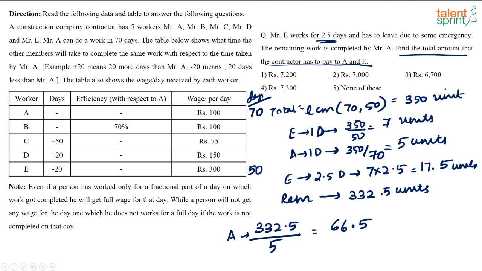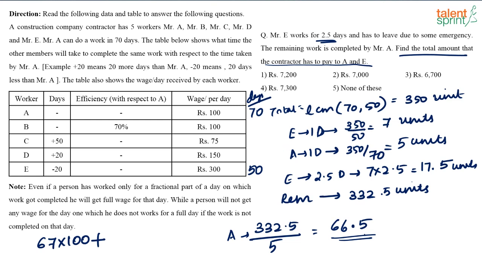Again here what we have to keep in mind is that A is working on the completing day. After the 66th day, on the 67th day A has worked only for half of the day, but A will get full day salary for the last day. So what will be the earning of A? 67 into 100.